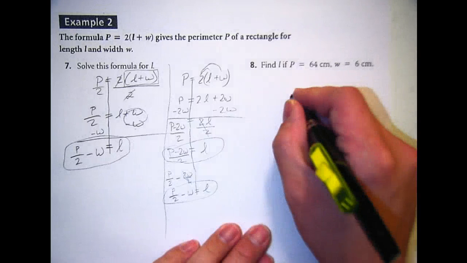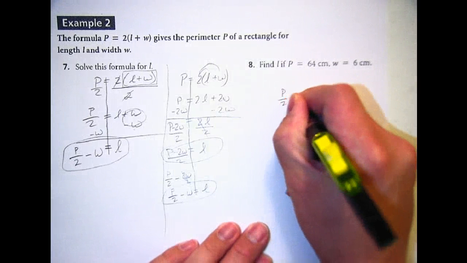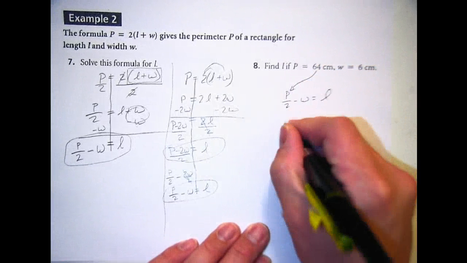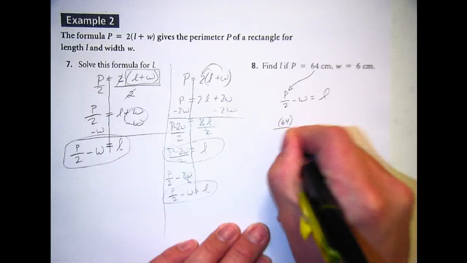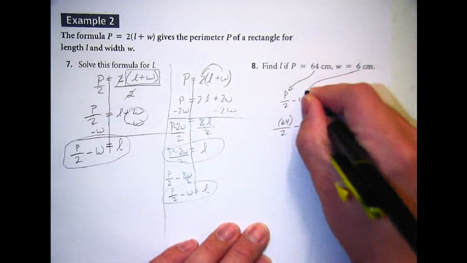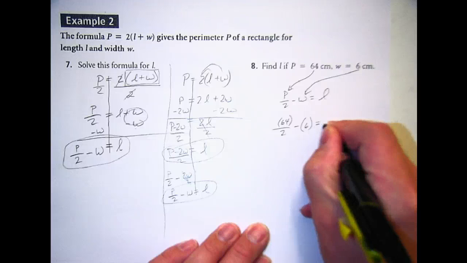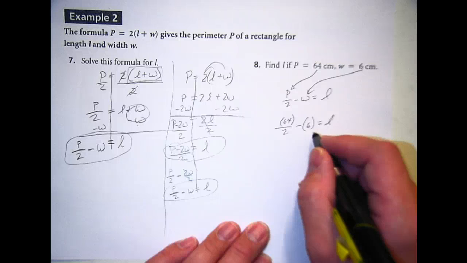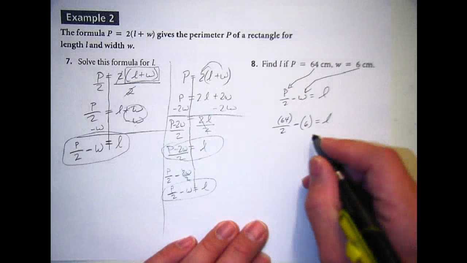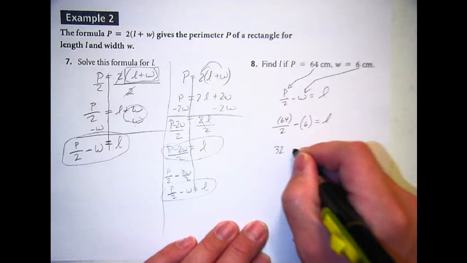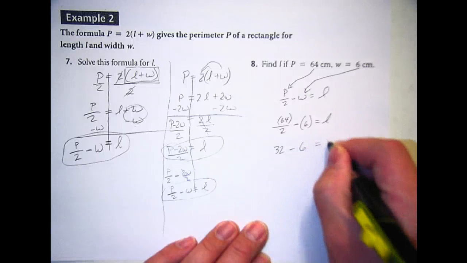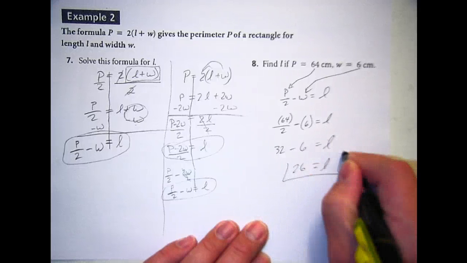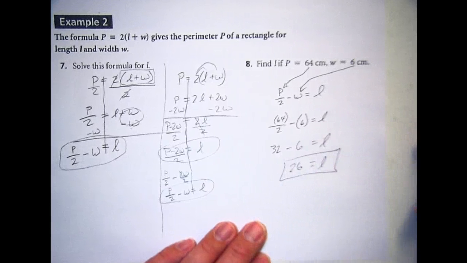Well, I haven't done it yet, so let's see. If we go P over 2 minus W equals L, and I put 64 in for P, so 64 over 2 minus 6 in for W, 6 equals L. Do I divide or subtract first? Everyone, do I divide or subtract first? Divide. 32 minus 6 is L. L is 26.